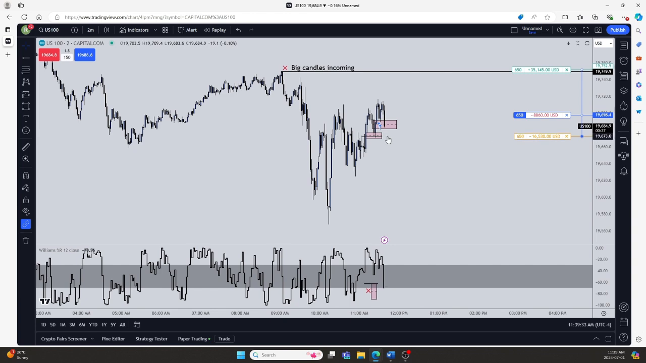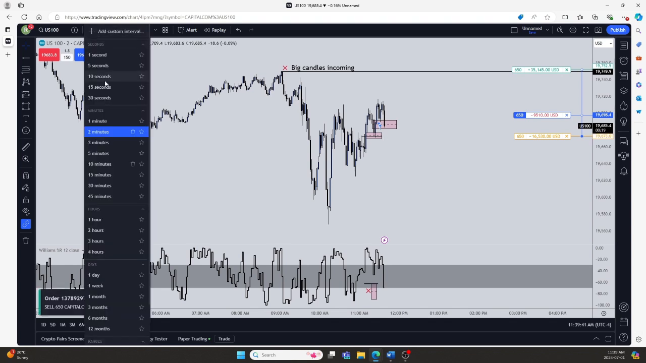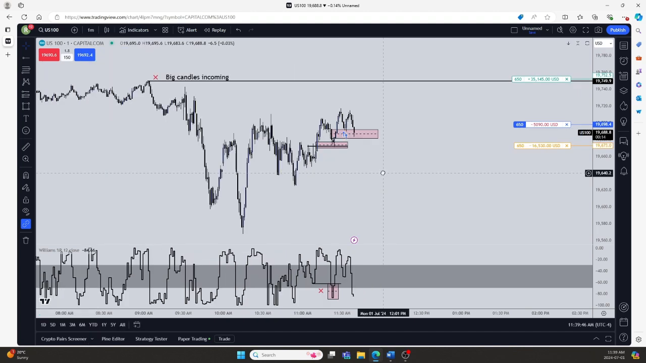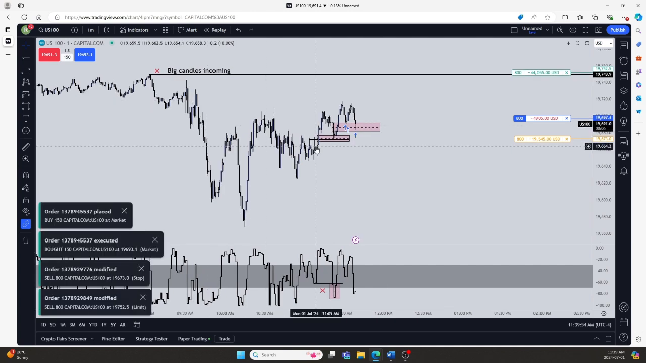Okay, we want to see price reject here. We're in the bottom end of the balanced price range on the 1 minute. So we need to see price reject here. I think we're going to turtle soup long here. Going to add another order here.